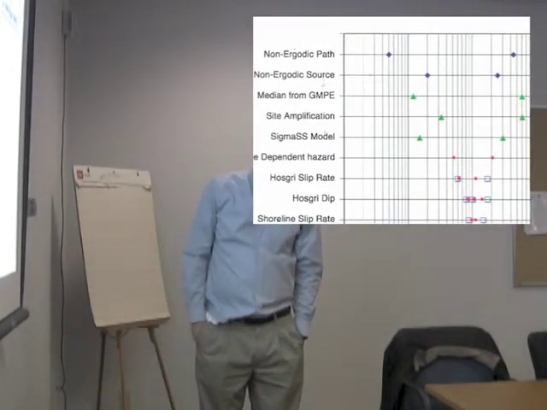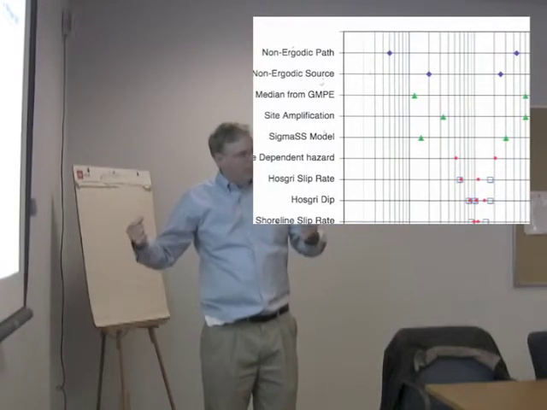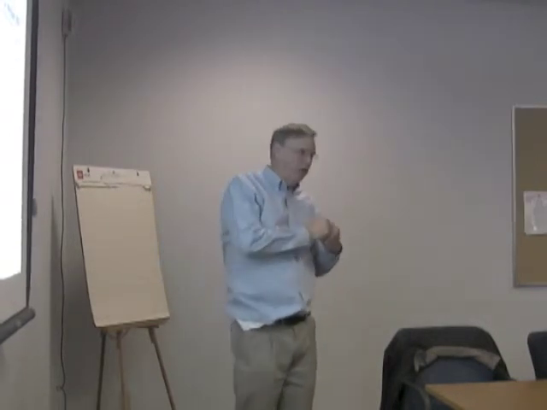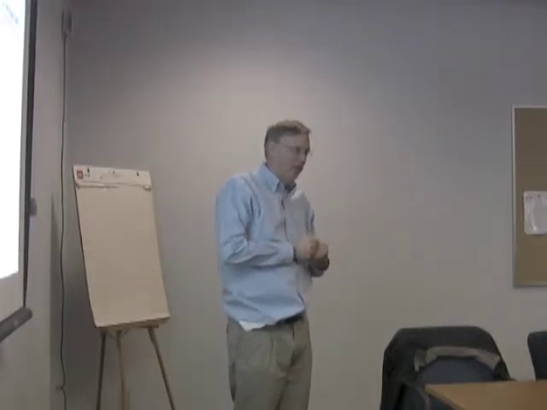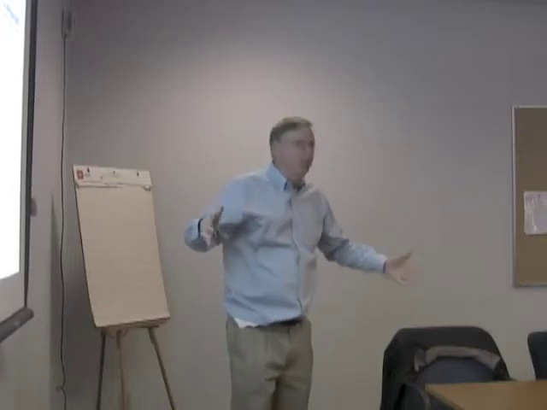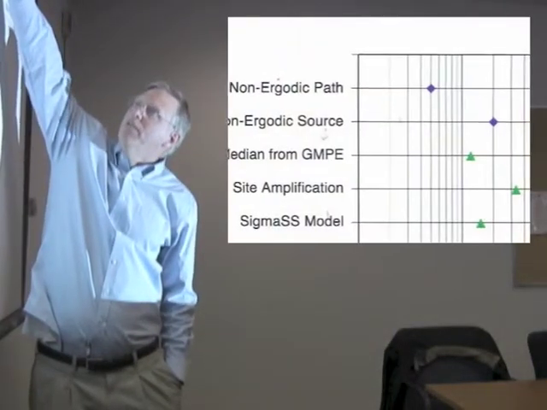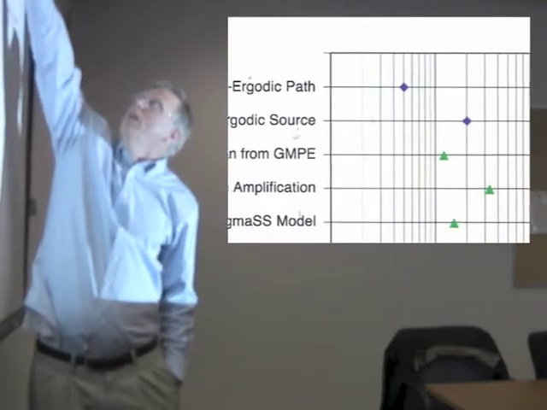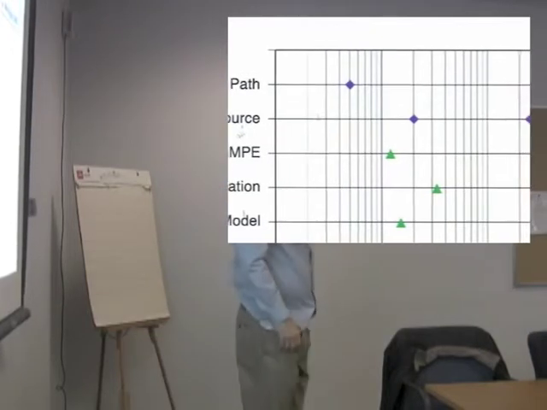But what you see on top of that is the range that we are working with of the cost of taking global models and assuming they apply to my site-specific application. Okay? So that cost is broad uncertainty. And so you can see the value of the sigma, the standard single station sigma model, the range of the site amplification, and the range of the medians from the GMPEs.